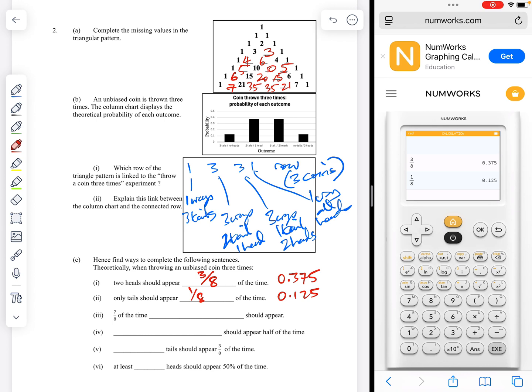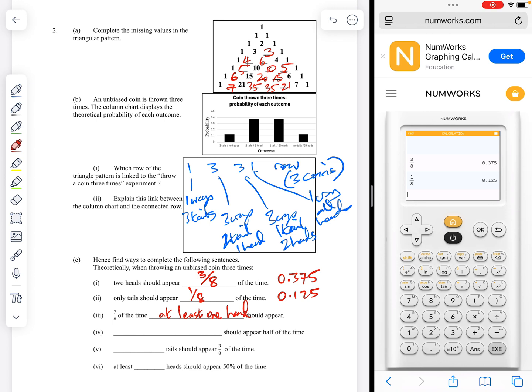How can we come up with a statement like that? Well, there's a couple of ways. Let's just say this is 7 out of the 8. This is 7 out of the 8. So we could say 7/8 of the time, at least 1 head. So at least 1 head should appear, just not none.